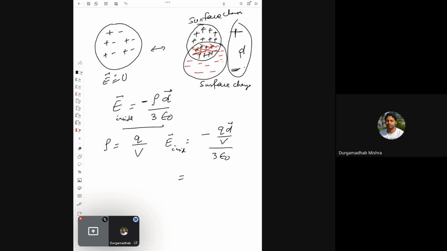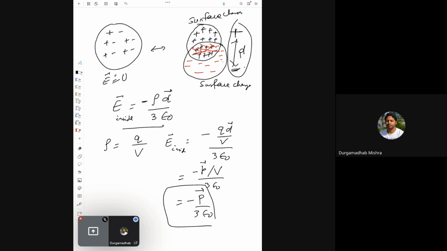So Q into d is your dipole moment, and this will be simply equal to minus P by 3 epsilon. So the inside electric field will be given by minus the polarization by 3 epsilon. So just by using a simple separation of these charges with a distance d, you could find out what is the electric field inside the dielectric. There are other methods as well, but this is one of the simplest ways.